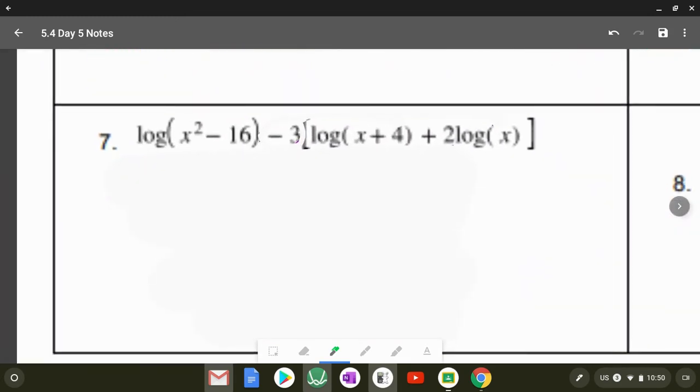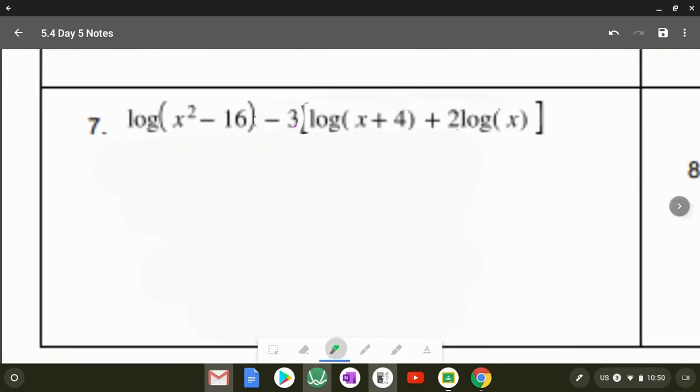So now that we've gone through a couple problems, go ahead and pause the video and try this one on your own. Again, we have multiple logs, so we're going to be condensing these into a single log. If you notice, be very careful. These are parentheses here. So you need to make sure you take care of this -3 first, and then go ahead and finish condensing it, and then unpause the video and check your answer and make sure you got it right.